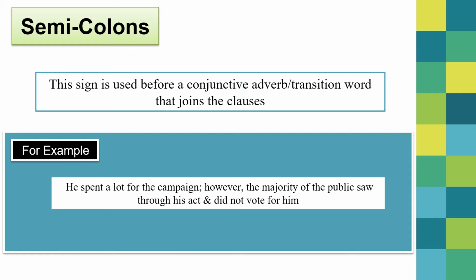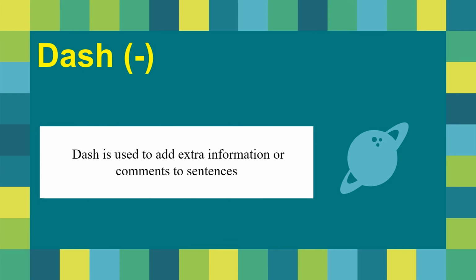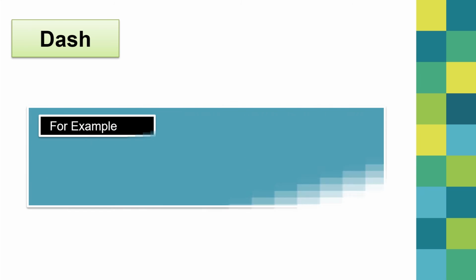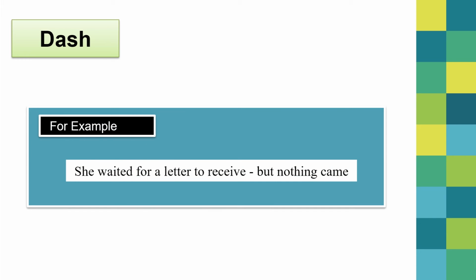Next sign is the dash. It is not the dash which is used for fill-ups. It is used to add extra information or comments to sentences. For example, she waited for a letter to receive — but nothing came.